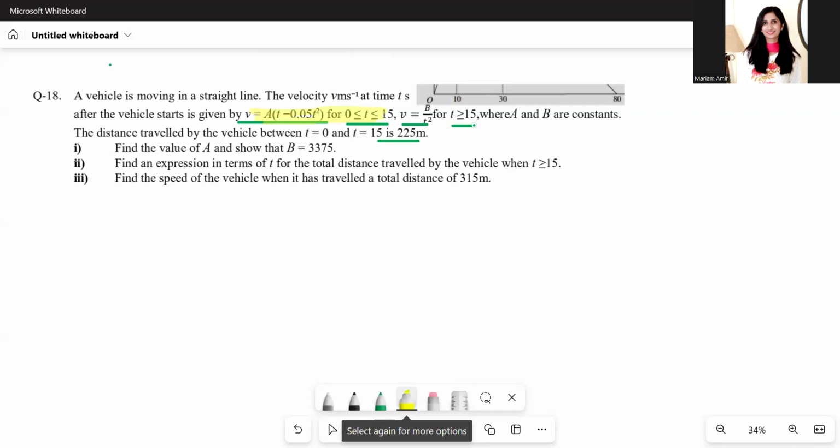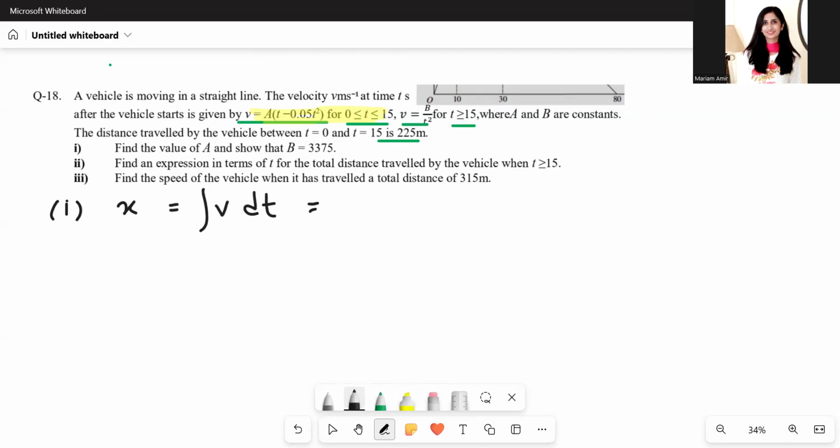And we have to find the value of a and show that b is equal to 3,375. Okay, firstly, we need the expression for x. We find that by integrating v. So that would be a times t squared upon 2 minus 0.05 t cubed upon 3. And there's a plus c with it as well.